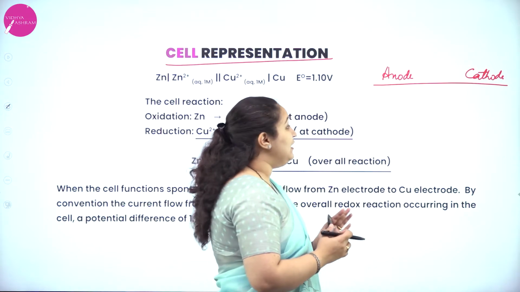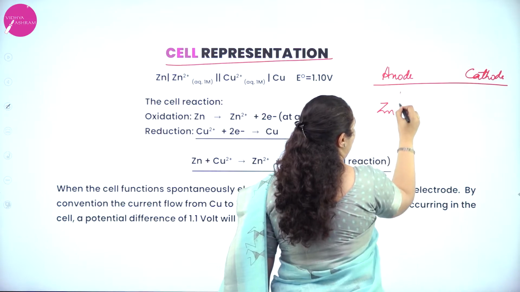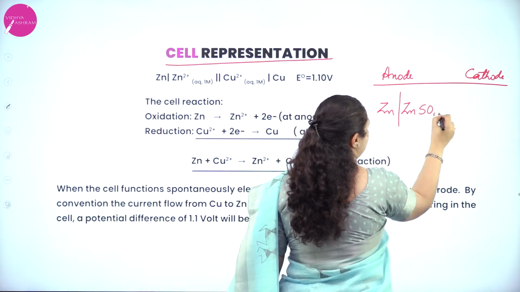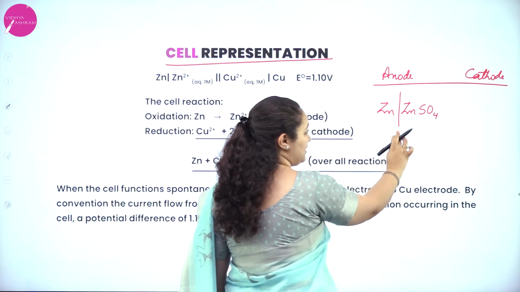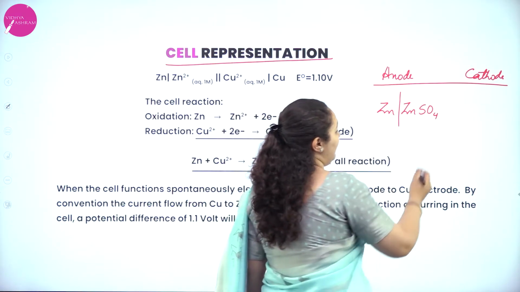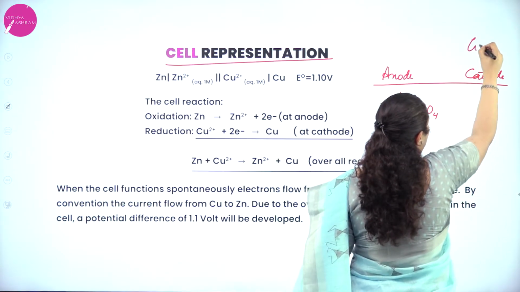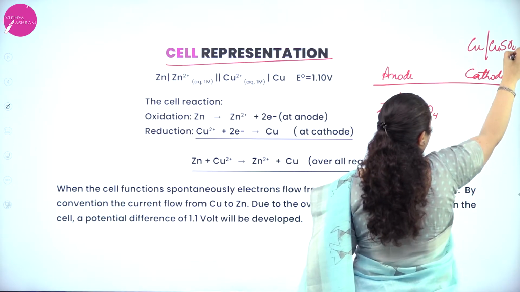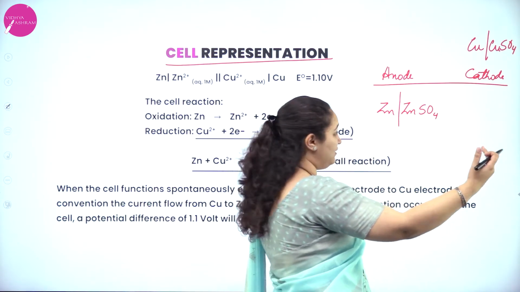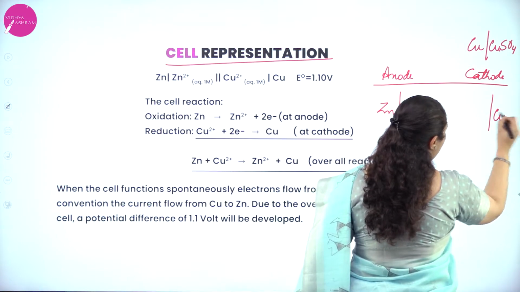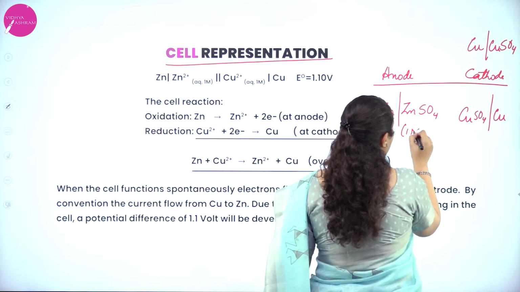Then the representation here: we took zinc dipped in zinc sulfate. So zinc metal was dipped in zinc sulfate solution, correct? There is a phase difference. This is a solid, this is a liquid. That phase difference we put with a single line. Same way, copper dipped in copper sulfate solution. So a single electrode you will write like this, copper dipped in copper sulfate solution. But in the cell, when you represent the metals, they should come at either end. So you will write copper here and copper sulfate solution here. And both are at 1 molar, so you will write the concentration here.